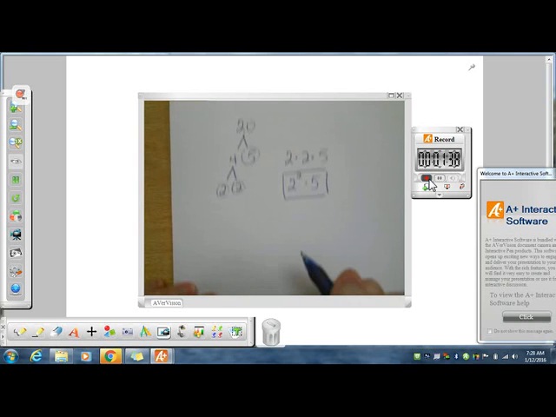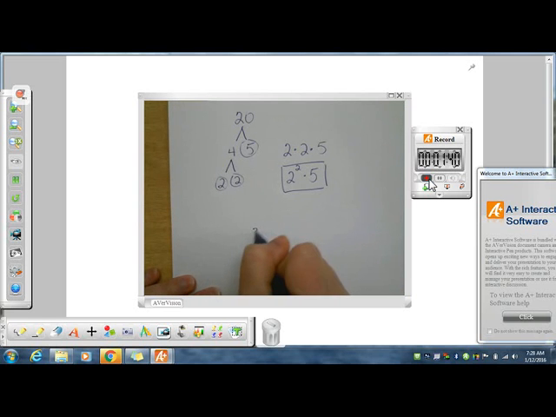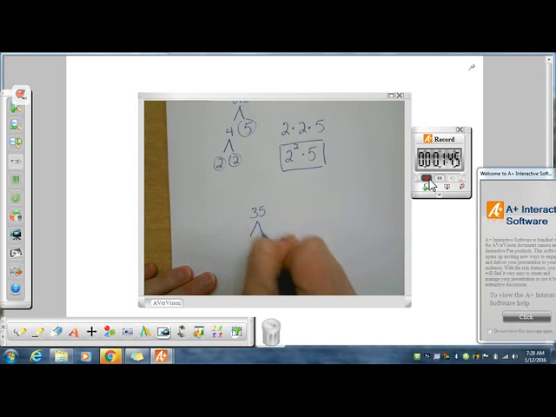Okay? Let's do 35. 35 can be broken down to 5 times 7. Well, 5 and 7 are both prime numbers. So my prime factorization for this would be 5 times 7. There's no exponents because they only are listed once, so that would be my answer.